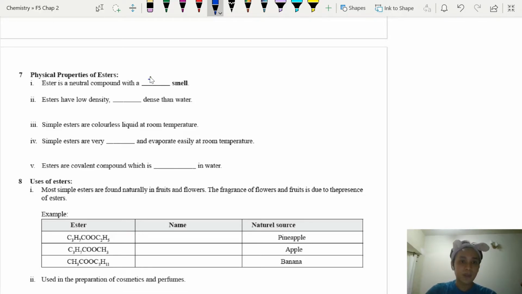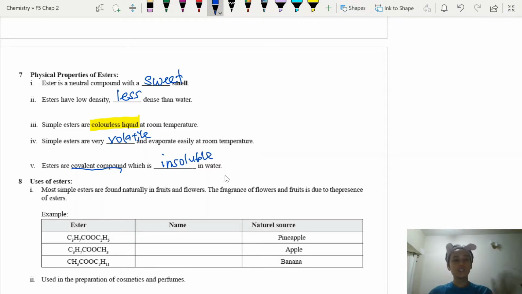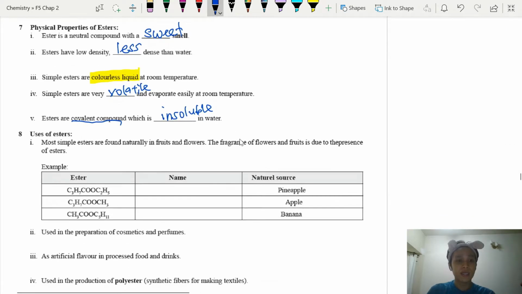Remember, they have a special one which is the sweet smell. Previously I did mention less dense than water, so water will be at the bottom and the ester will be at the top. Then you have colorless liquid. Normally you see colorless liquid. Very volatile, meaning they evaporate very easily. Since they are covalent compounds, they are insoluble in water. These are the few physical properties that you need to know for your esters.